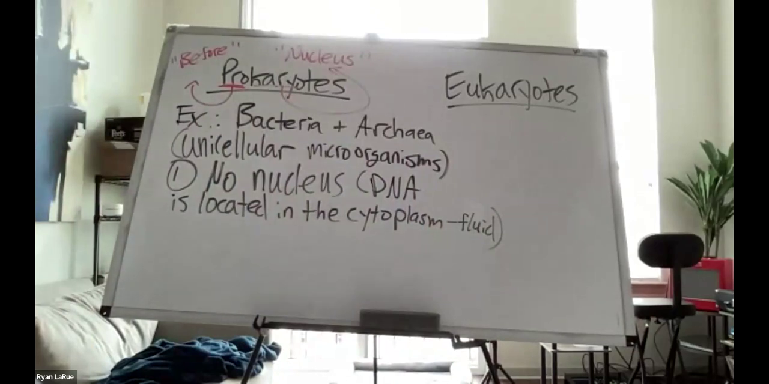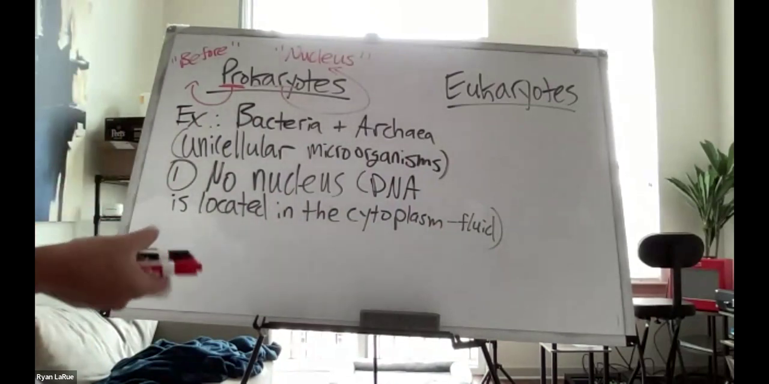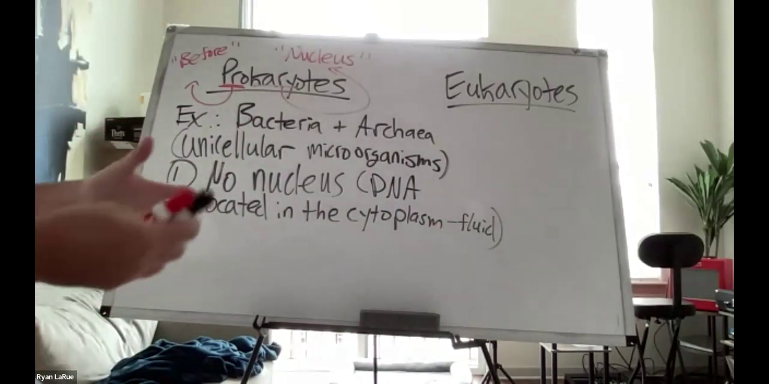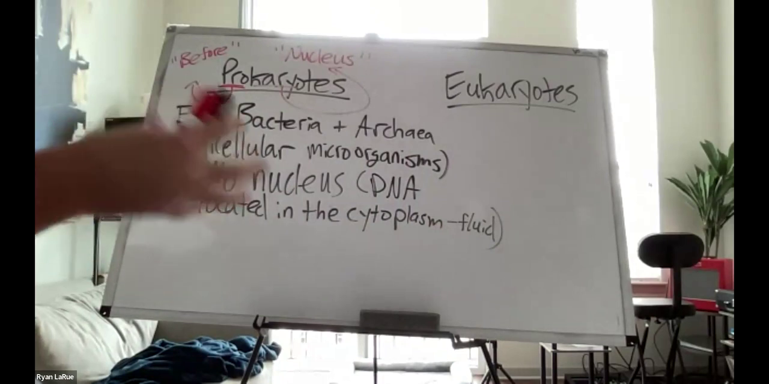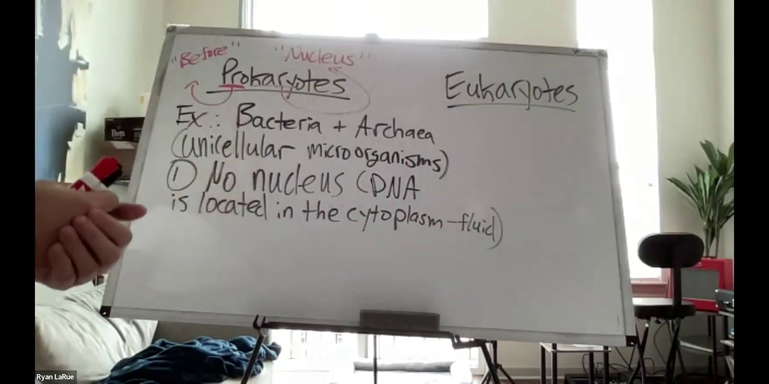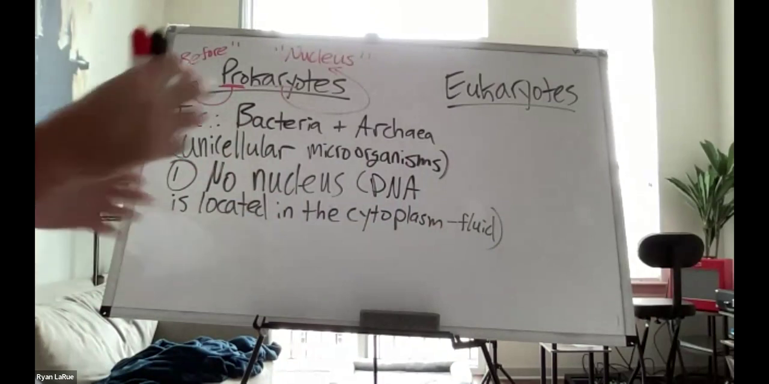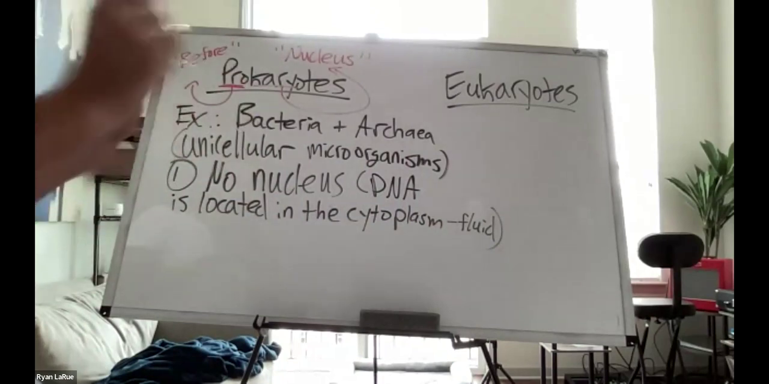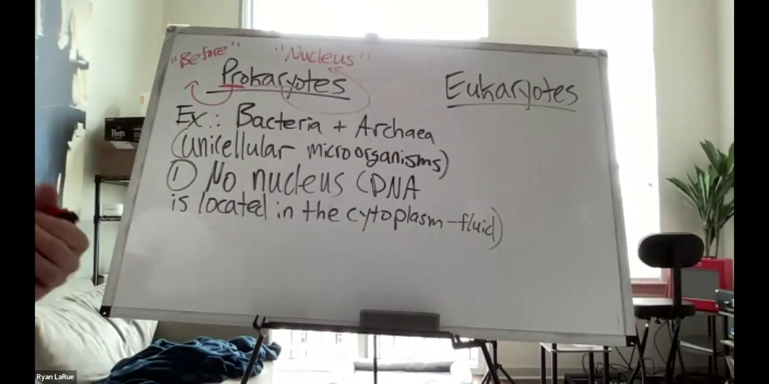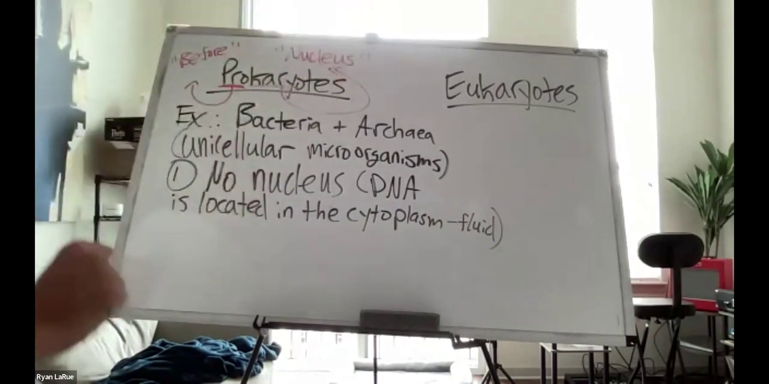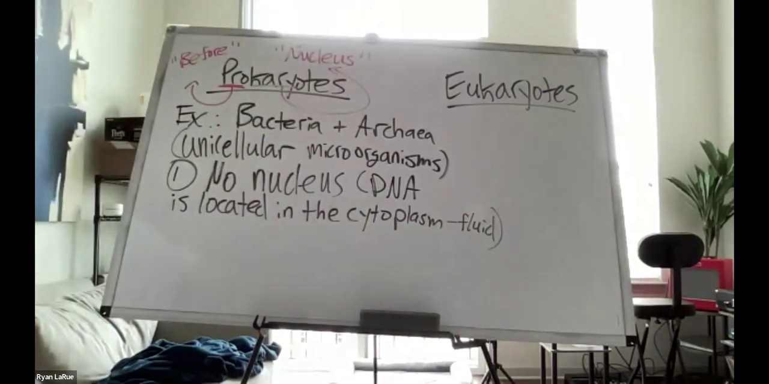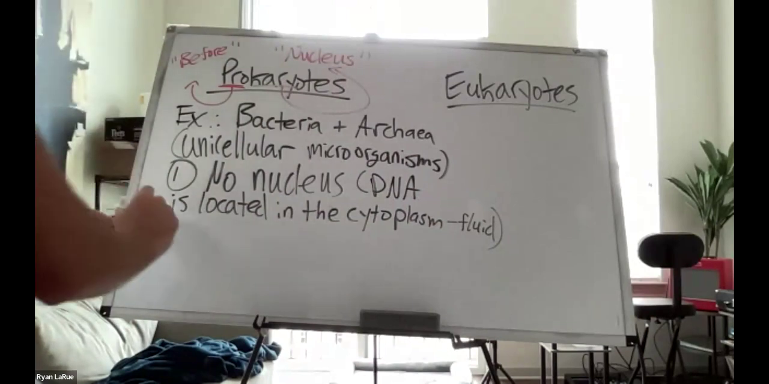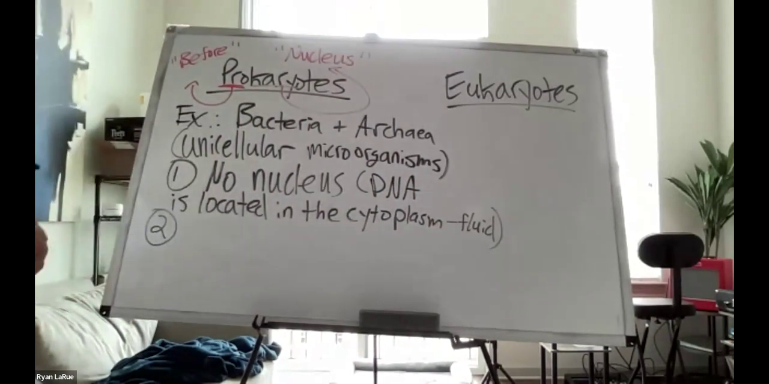And if you take microbiology, you'll learn that bacteria especially have one main DNA molecule, one chromosome, but then they have these other extrachromosomal DNA molecules called plasmids, and they're all just floating around in the cytoplasm. Okay, second, as I mentioned, there's none of these organelles.